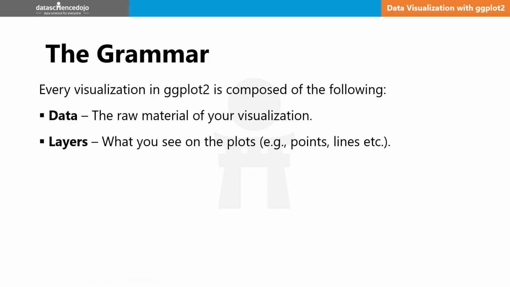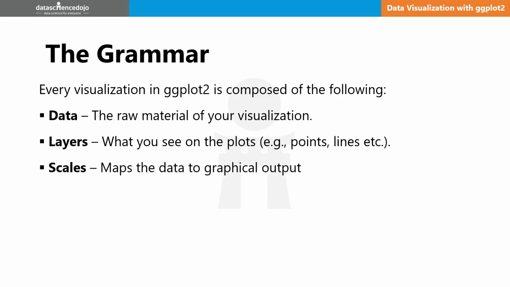Next up is the layers. It's actually the points, the lines, the bars on your chart. Whatever way you want it, those are called layers. So if you're having a bar graph, that's a layer. The bars on your plot are a layer. If you're having a line graph, the lines on your plot are layers.